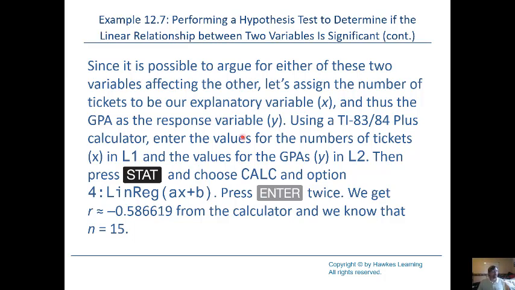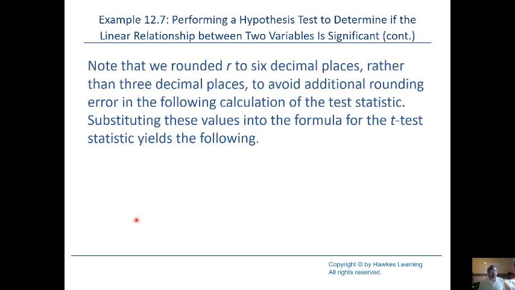And we get a negative 0.586. All right, rounding, 0.587. And we've got n equals 15. They did round to 6 decimal places. I didn't read out all 6. They do that to avoid additional rounding error in the next set of calculations. So again, carry as many decimal places as you can until you're all done.